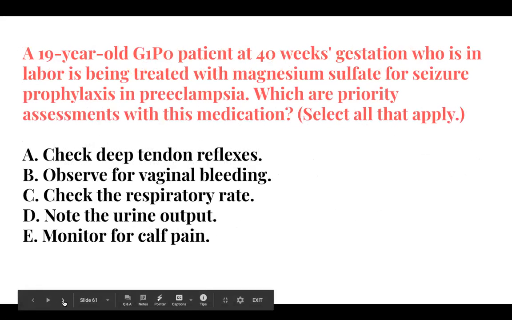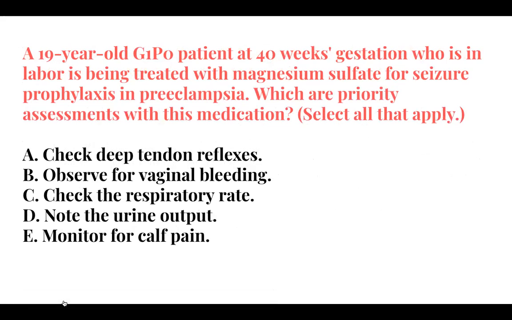So a 19-year-old gravida 1, para 0 patient at 40 weeks gestation who is in labor is being treated with magnesium sulfate for seizure prophylaxis and preeclampsia. Which are priority assessments with this medication? Select all that apply. So the answers are A, C, and D.